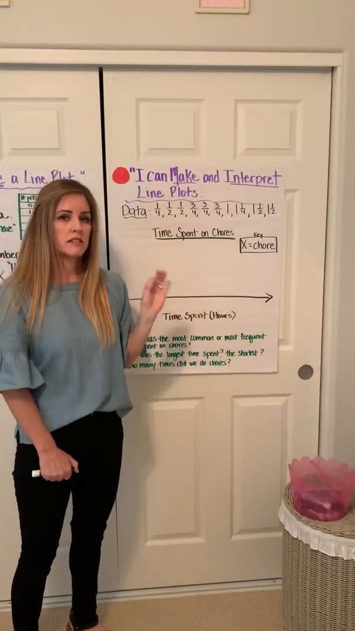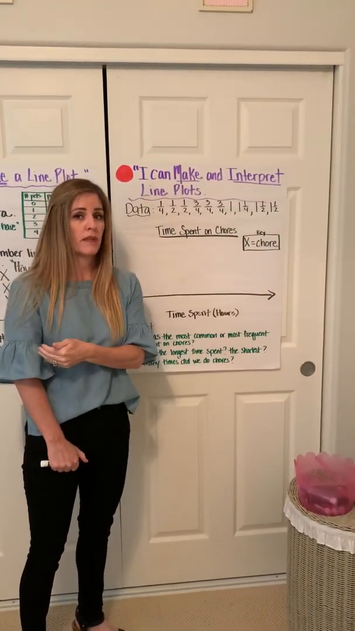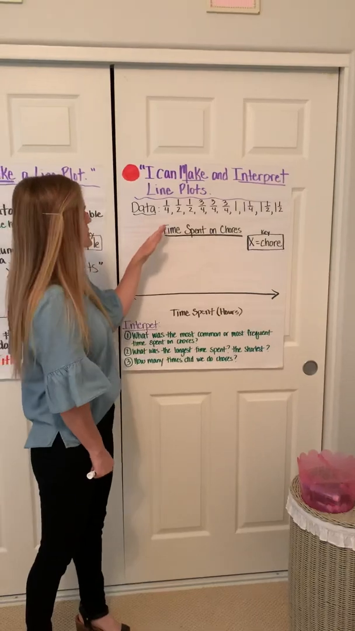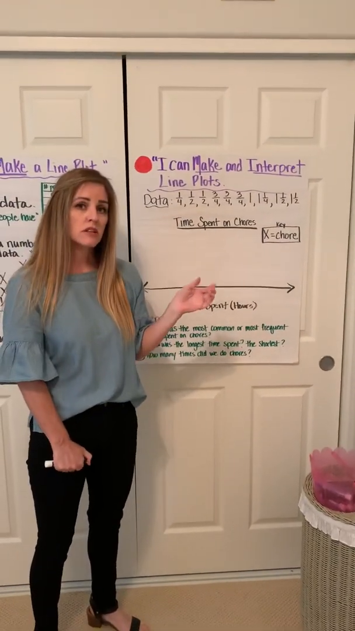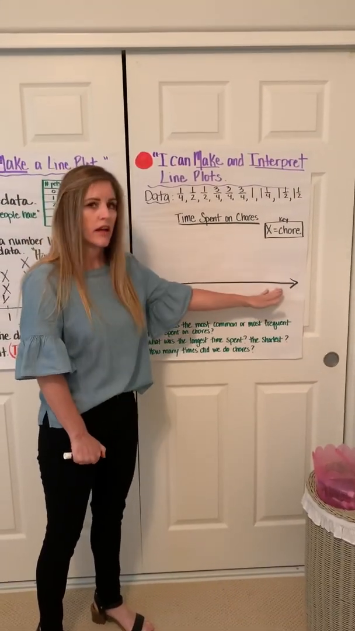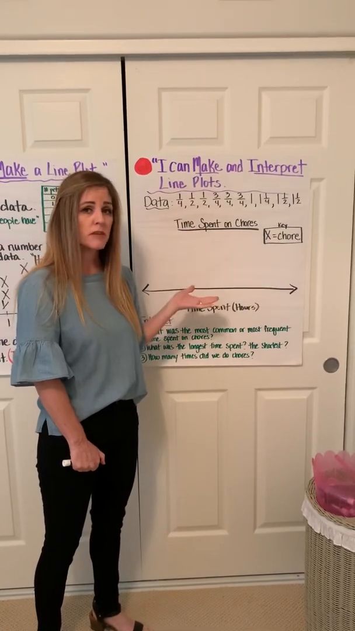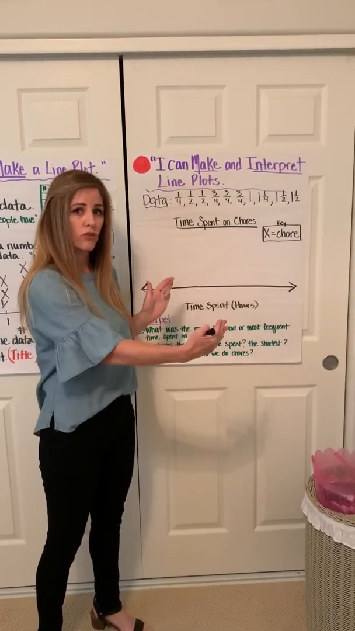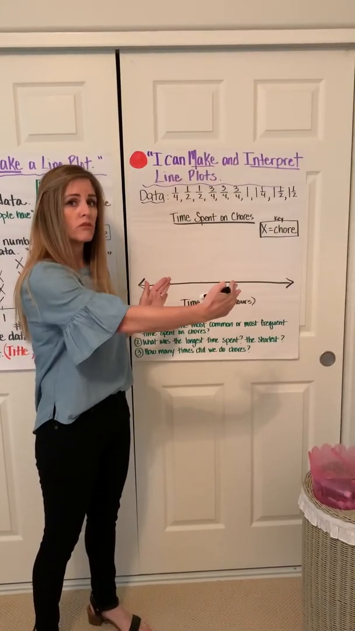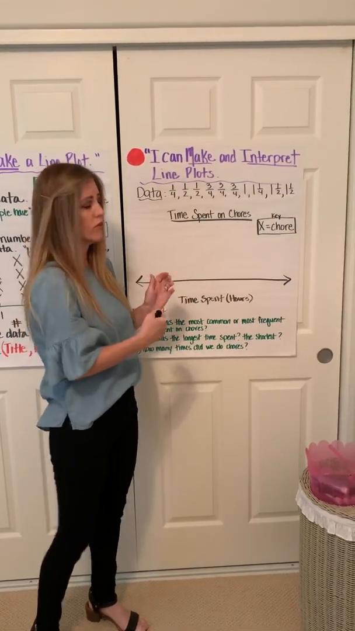Sometimes your data is not necessarily in whole number form like our pets were. Sometimes it's going to be in fraction form. So you also need to know how to make a number line using fractions. And it's going to be the same thing. I'm just going to have different intervals. Instead of having whole number intervals, now I'm going to have fraction intervals.